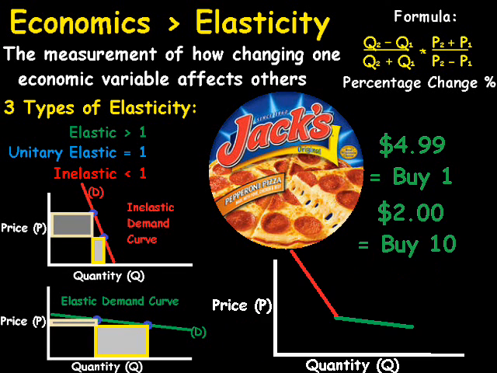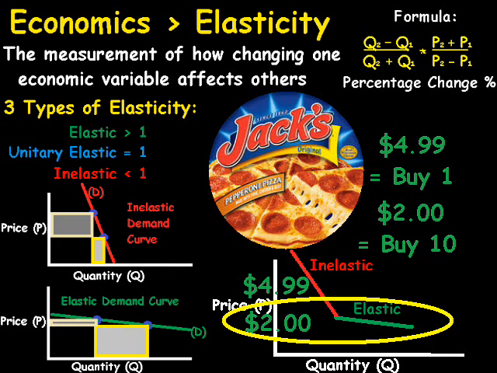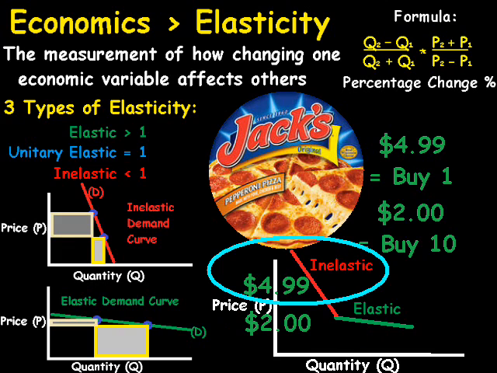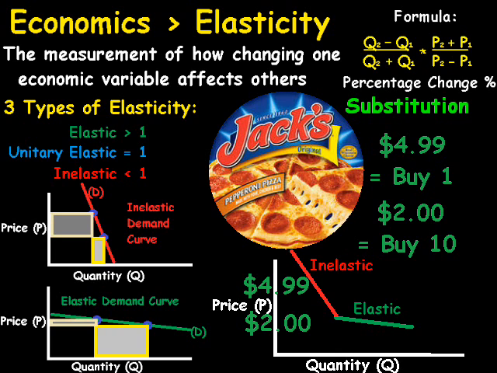So if we look at this in a little more detail from a graph standpoint, at the $2 range we have an elastic demand curve, and at the $4.99 range, the demand curve is a little more inelastic, and not many people are going to buy it at a high price. And the reason why is that there's substitution.